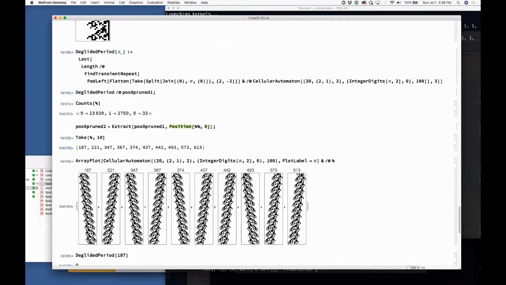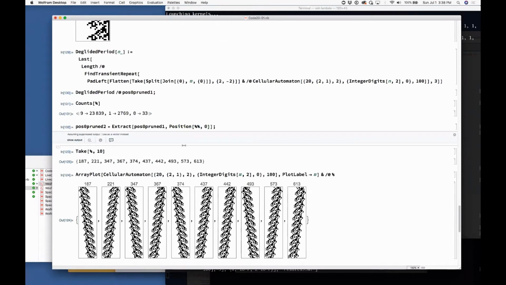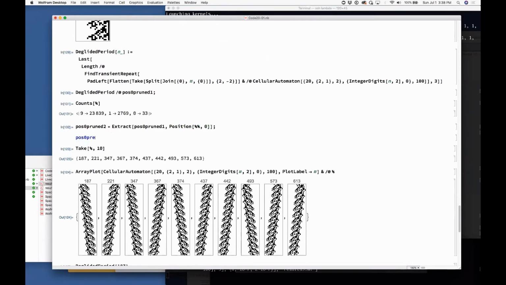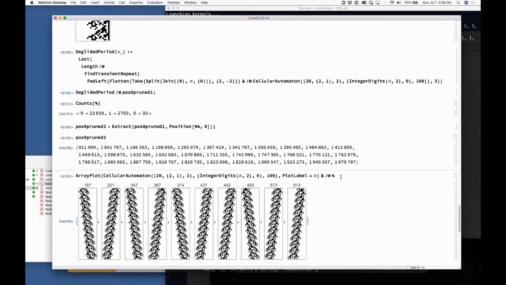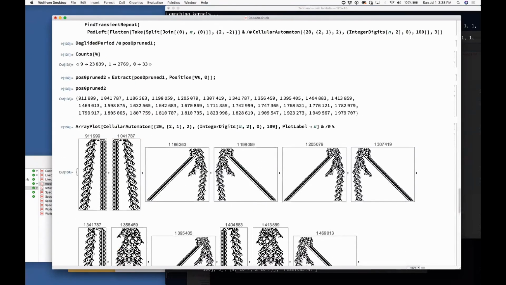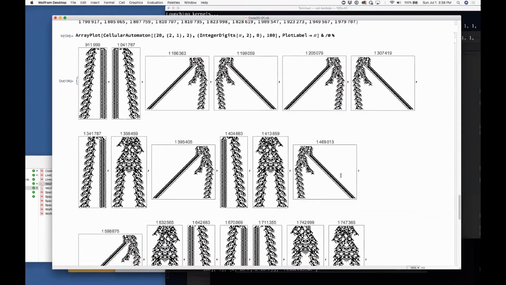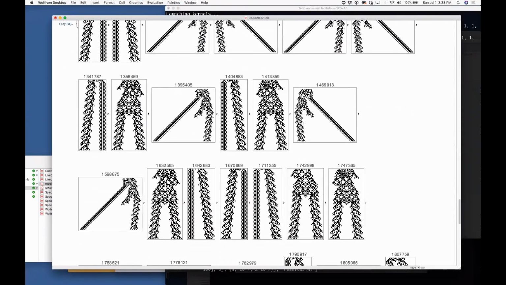Okay, so let's do this. And let's say pos 0, prune 2. So now we're on the hunt here. So those are our 32 cases. And I reckon these are all going to be pathologies of some kind. Let us see what they are. Aha. And therein lies the beginning of our problems.